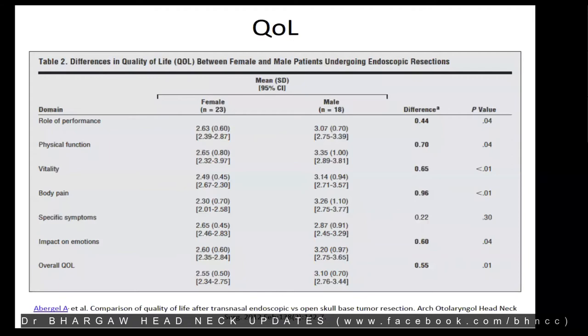So we have seen previously that the survival is not hampered, and here we see that the quality of life is better in endoscopic CFR than in open CFR. We can see that, of course, though the sample size is small, the quality of life in the anterior skull base surgery questionnaire shows that the quality of life is better using endoscopic surgery.